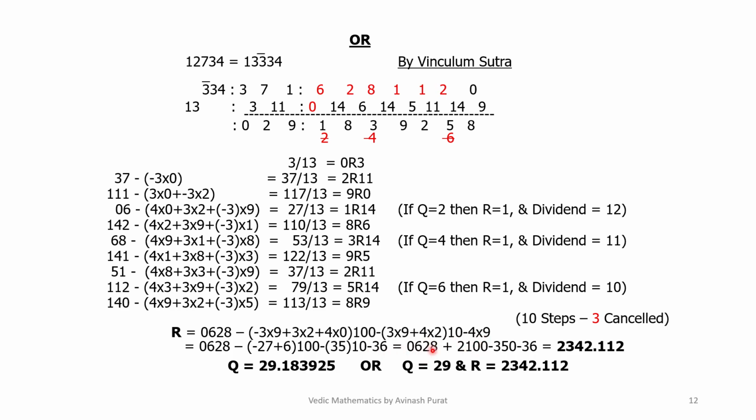So 628 plus 2100, 27 minus 6 is 2100, plus minus 350 minus 36, that is 2342.112 occurs. Then the quotient is 29.183925, or quotient is 29 and remainder is 2342.112.